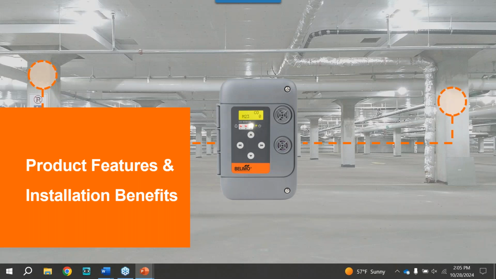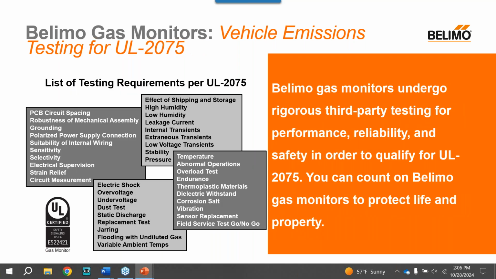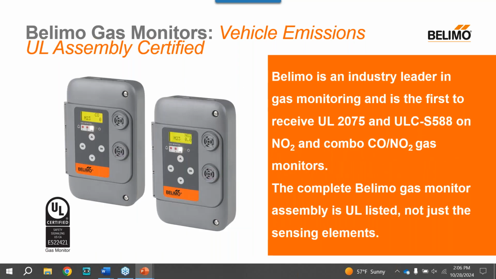Okay, so we went over the different gas monitors that Belimo currently offers, but what are their features and benefits, and how are they unique to the competition? So first, all vehicle emissions gas monitors, which includes carbon monoxide, nitrogen dioxide, and the combo CO and NO2, are assembly rated and certified to UL 2075 and ULC S588. That assembly rating means that the entire gas monitor is certified, not just the sensing elements.